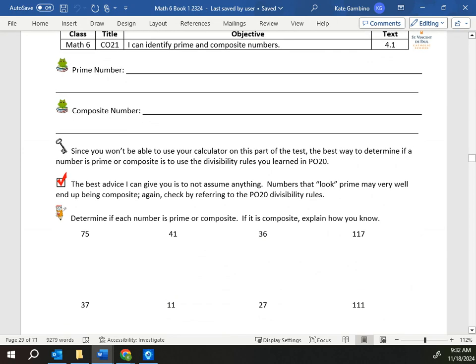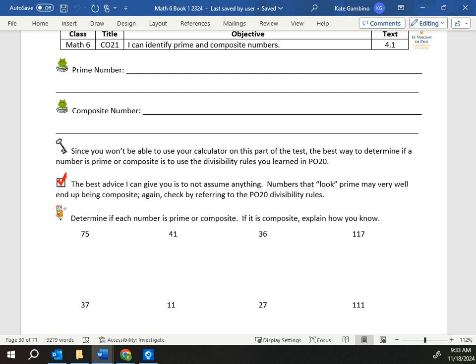I can identify prime and composite numbers. Write those definitions on your help sheet. What is a prime number? Now remember, keep your help sheets organized. Where you wrote your divisibility rules, put a PO20 and circle it. Now we're on CO21. Circle CO21 and write what it means to be prime and what it means to be composite.